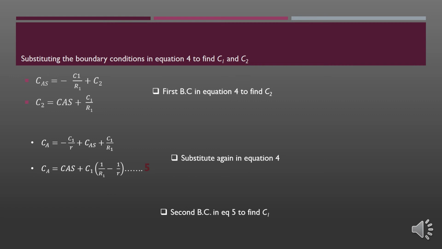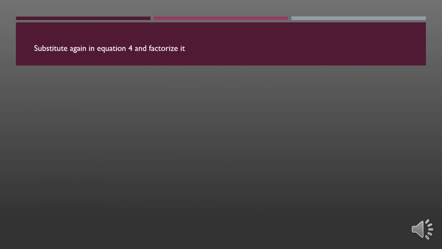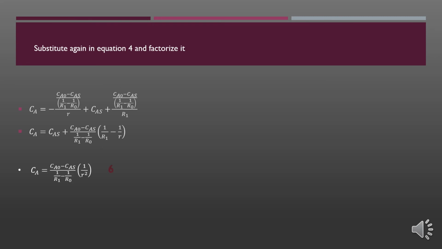Later, the second boundary condition is substituted in equation 5 to find C1. So now C1 and C2 are known values. They will be substituted in equation 4 to be simplified and factorized, so we can have our sixth equation, that is the derivative equation. This equation refers to the phase through which the mass is being transferred. If this equation is replaced in the flux equation, we will know what the total mass transfer is in the process.